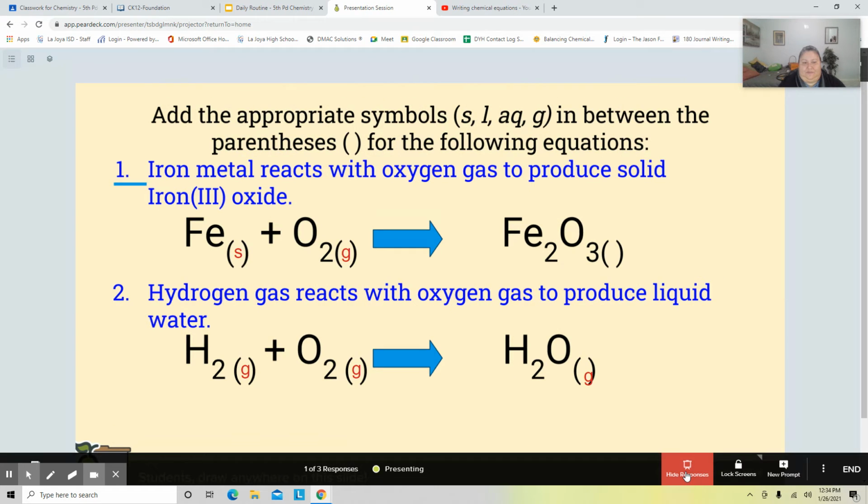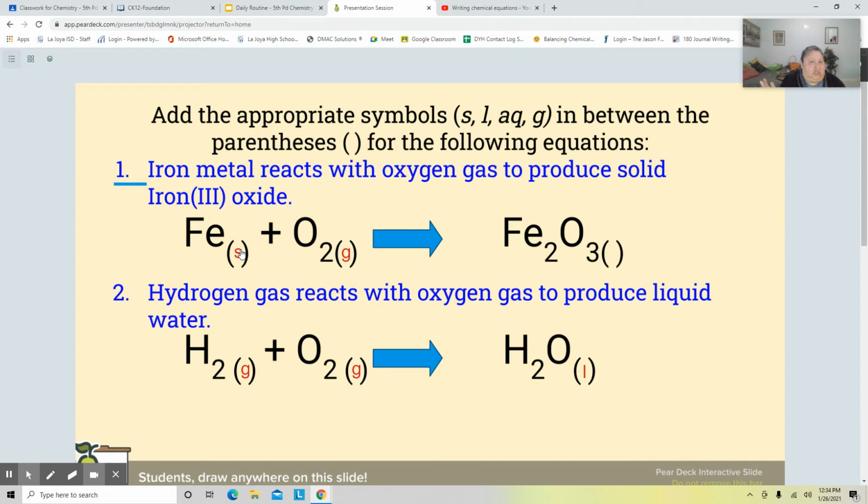All right. Very good. Very good. They were able to get them right. So if it says iron metal, you're more than likely talking about a solid, right? Anytime you have a metal and it's by itself, it's usually in the solid form. At least that's the way I've seen them.